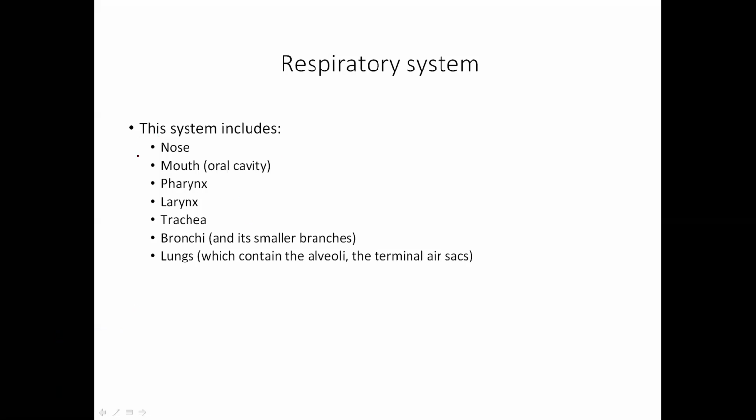All right, so the respiratory system does include the nose, the mouth, the larynx, trachea, bronchi, and lungs. I do want you to know all the different parts that are associated with the lungs.